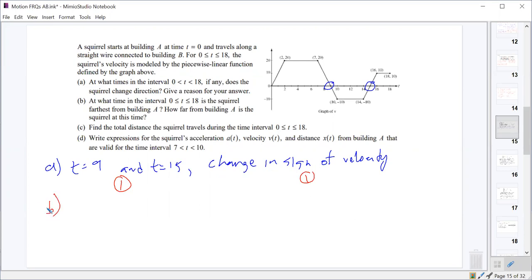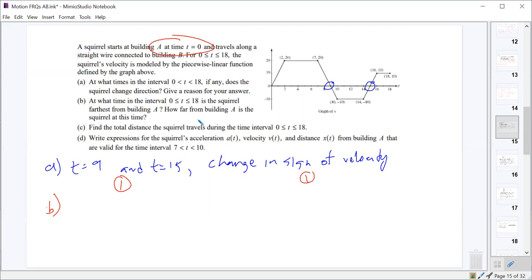All right, part B. At what time in the interval is the squirrel farthest from building A? So right here, let's see here. It starts at the building at t equals 0. And so it's moving away from the building anytime the velocity is positive. Then the velocity becomes negative. It starts moving back to the building. And then the velocity is positive again. It starts moving away from the building again.